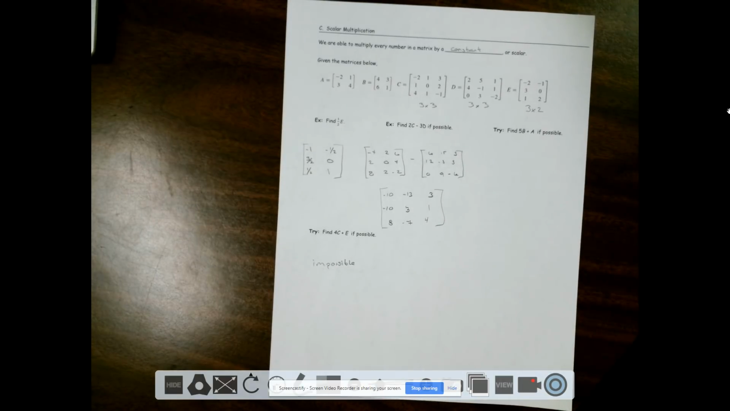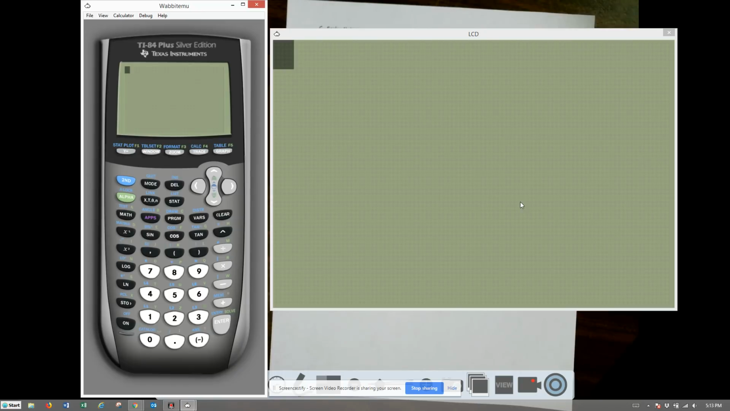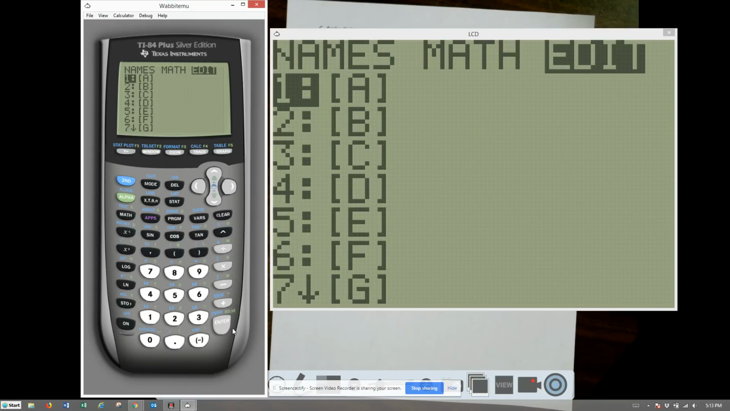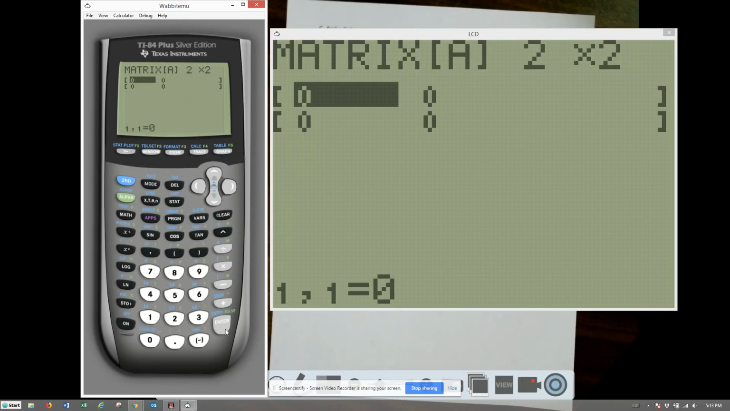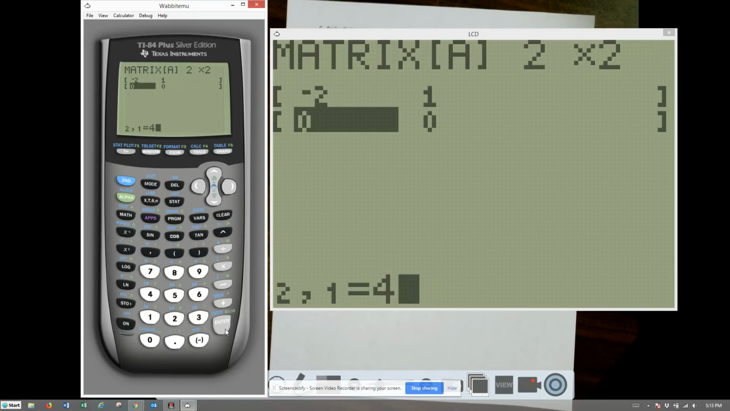But I want to show you guys real quick how to do 5B plus A on your graphing calculator. So go ahead, turn your graphing calculator on, and let's go to second matrix. We are going to edit, so go to the right arrow, we're going to edit matrix A, and we are going to change matrix A to be a 2 by 2 matrix. Okay, so we want to go ahead and put matrix A in. So matrix A is -2, 1, 3, 4.